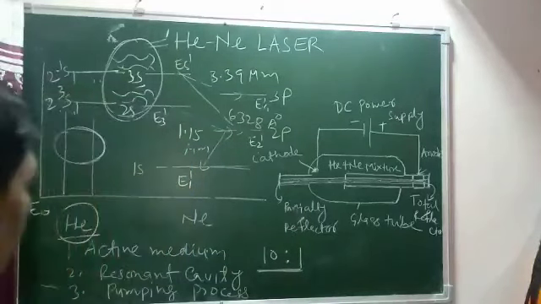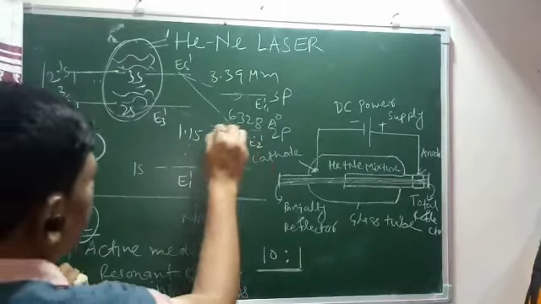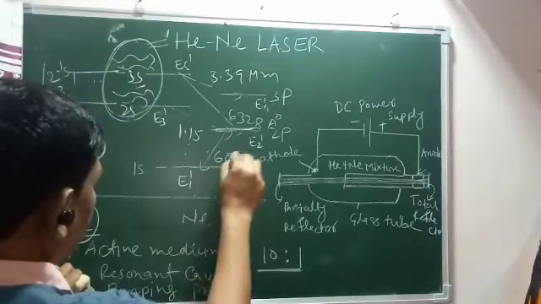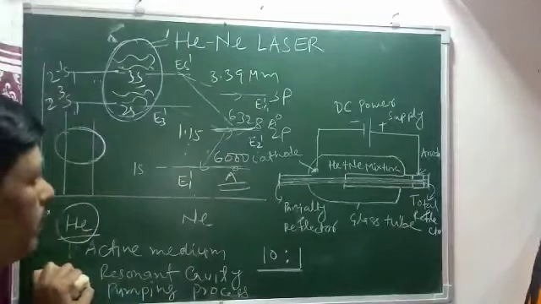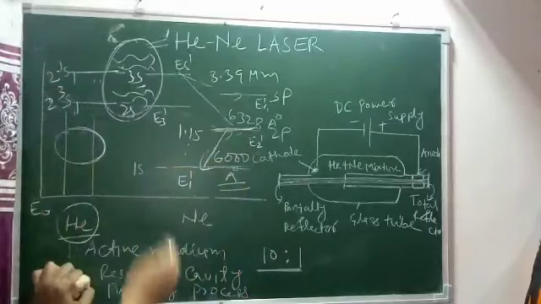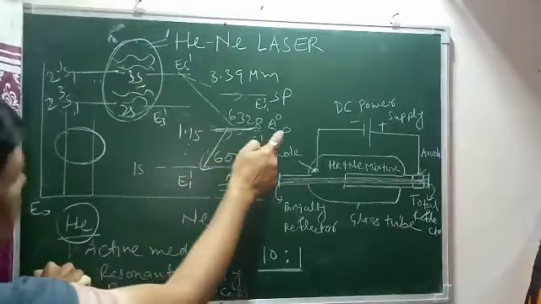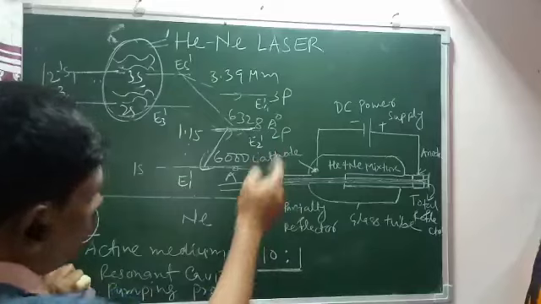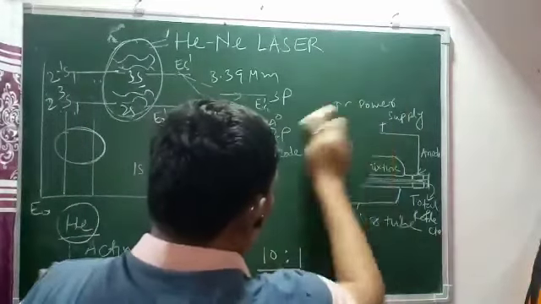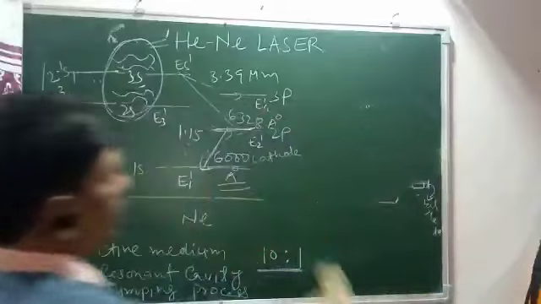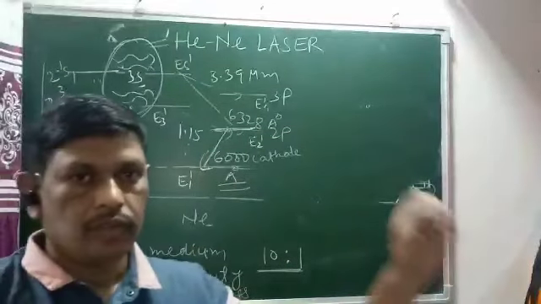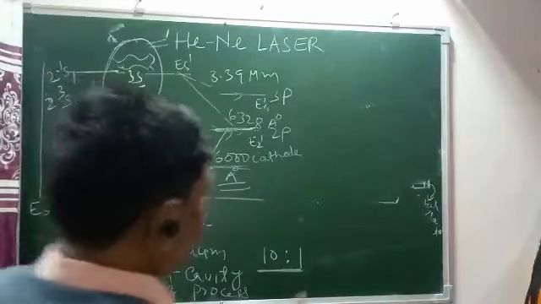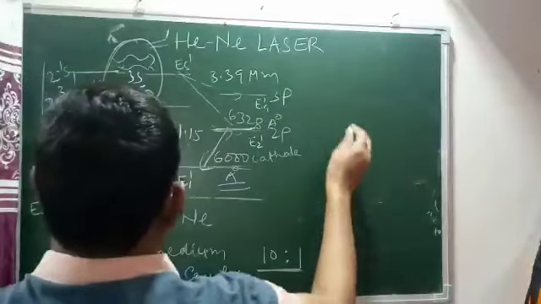visible radiation. And from 2p to 1s, 6000 angstrom emission can be obtained by spontaneous emission. So 3s to 3p, 3s to 2p, and 2s to 2p are the transitions that correspond to stimulated emission.